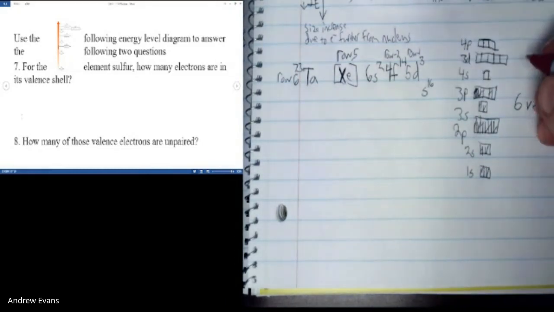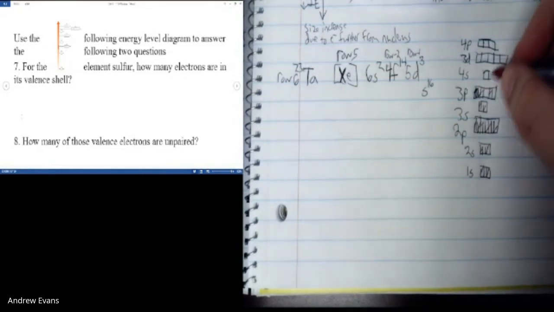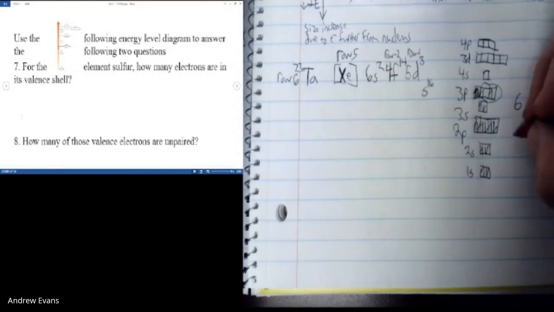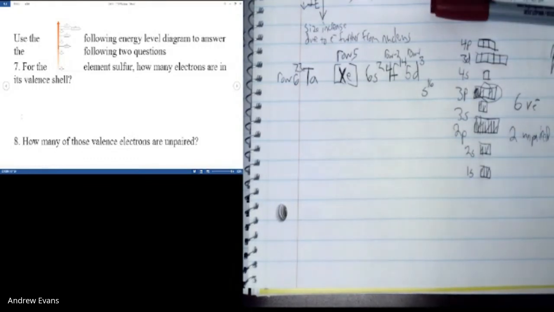How many of those valence electrons are unpaired? So if you did this right, it's just these two. So 2 unpaired electrons. If you did it wrong, well, yeah.